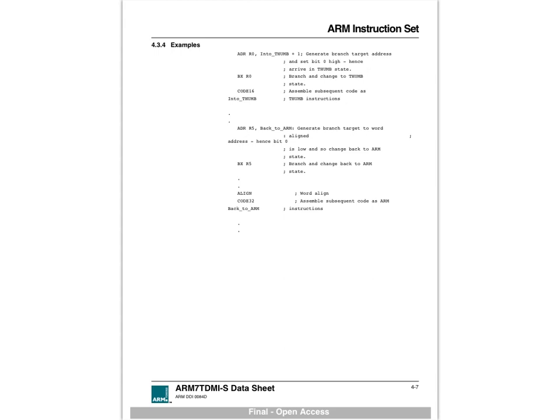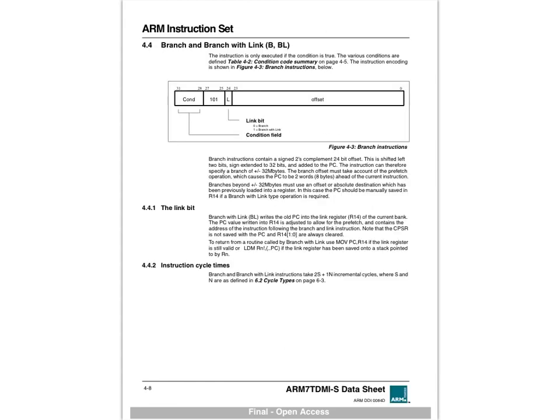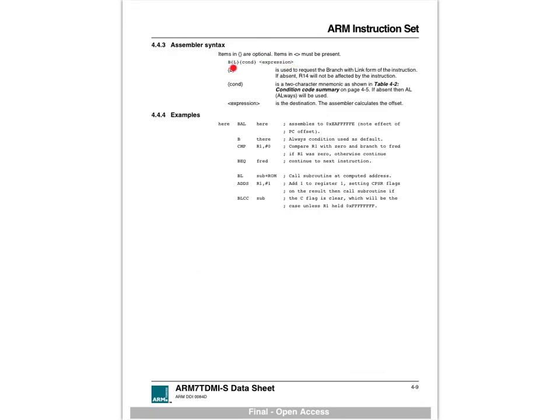If we go back to here, the branch and branch with link instructions, we haven't talked about those. We're going to talk about those next with subroutines. It shows you what the instruction format is, and then it talks about the individual bits and what they do. Then it shows you the syntax of how to use this instruction and some comments on what these fields are, and then it shows you some examples of how you would use these branch instructions in some code. So you can find more information there.